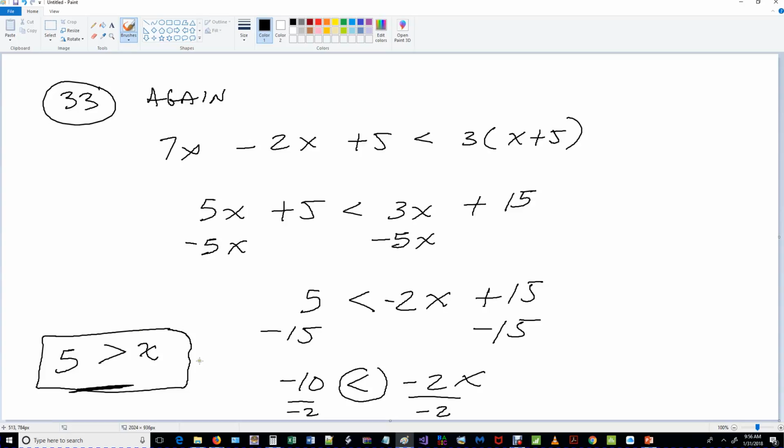Alright, the point I was trying to show you here, and I apologize for that mistake, is that when you divide by a negative or multiply by a negative, the inequality that is pointing in this direction has to be switched to this direction.